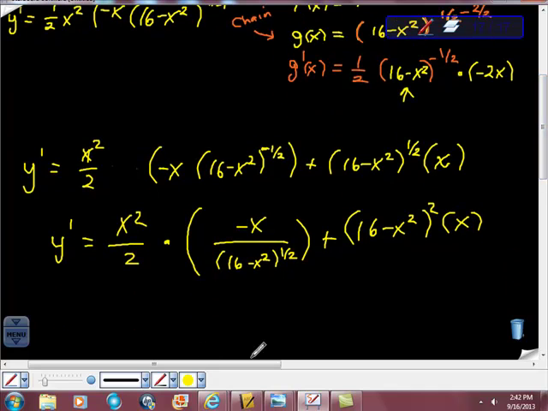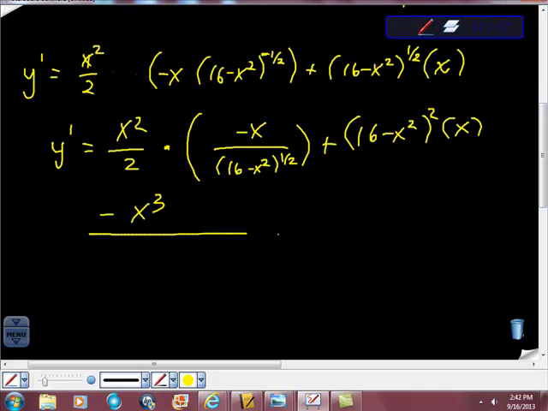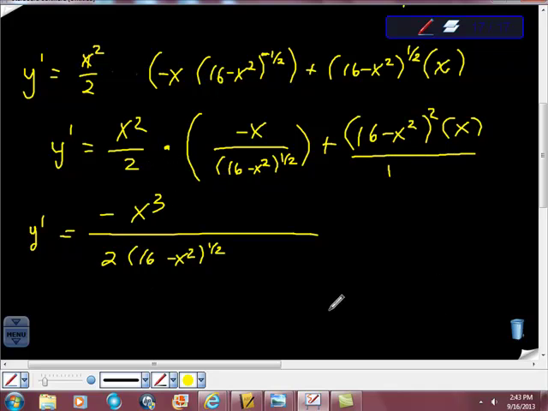So I'm just going to start putting this together. And I do x squared times negative x is negative x cubed, isn't it? Over 2 times 16 minus x squared to the 1/2, isn't it? Just to make this work, because what I'd like to do is get all of this under one denominator. So what I'm going to do here is this. This is this whole thing over 1, isn't it? But if you look at the denominator of this left-hand side, it's this, isn't it? So I'm going to take this denominator right here, and I'm going to multiply it by that. Say, look, it's right here.